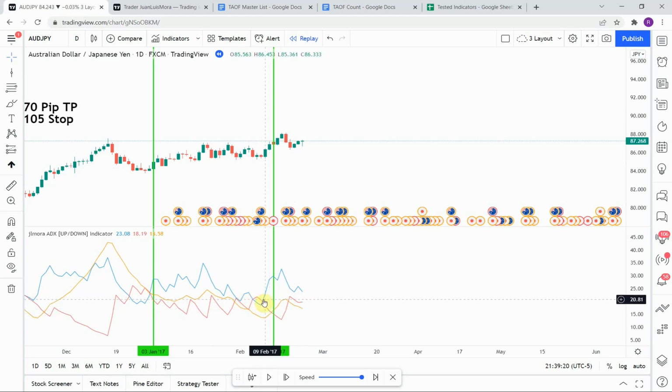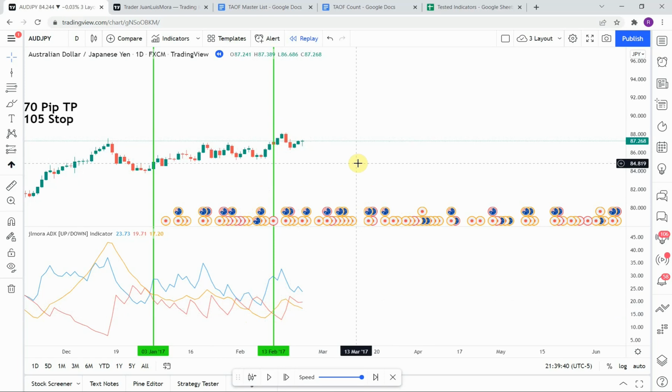Then it crosses back to where the blue is above the red. And then we get the ADX that slowly comes back in here and crosses up above the red, giving us that long signal right there. We get a little bit of a push to the upside right there, and that is enough to get us to take profit on this one as well.